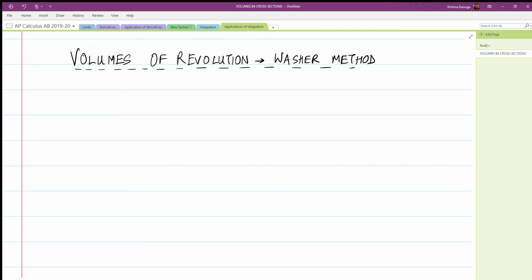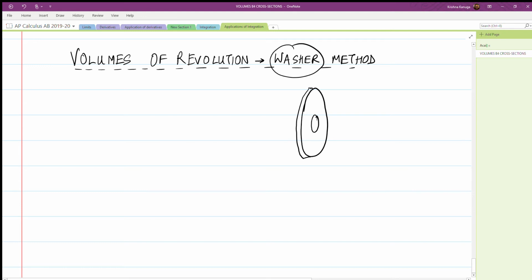In this video, we're going to calculate the volume of revolution and we're going to use the washer method. And you'll see once we set up the problem why we need a washer method. Very quickly, a washer essentially looks something like this. It's a thin cylindrical disc, but with a hole in it.